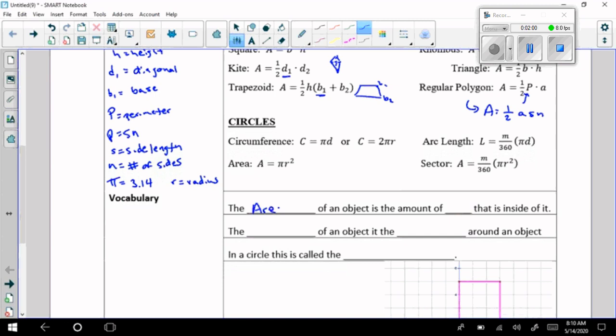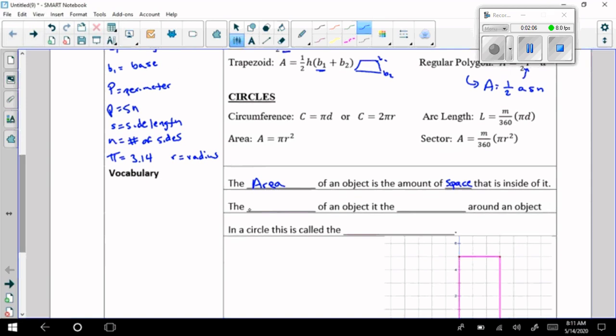The area of an object is the amount of space that is inside of it. And the perimeter of an object is the distance around an object. And so 1 is 2-dimensional while 1 is 3. In a circle, it's the same, but we call the perimeter the circumference, but it is the distance around the outside of a circle.